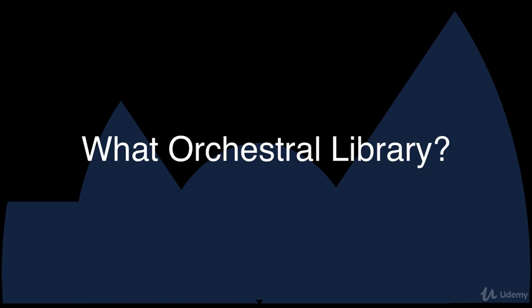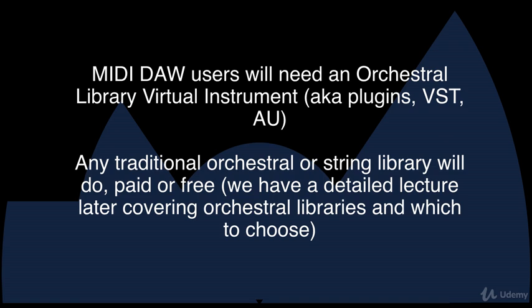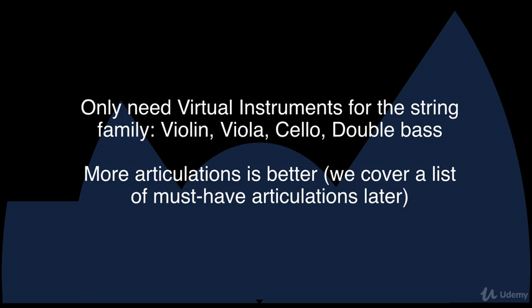Now, speaking of that, which orchestral library do you need if you're using a DAW? An orchestral library is a virtual instrument, also known as plugins, VSTs, or audio units. So any traditional orchestral or string library will do, paid or free. We have a detailed lecture later covering orchestral libraries and which one to choose depending on your situation. You only need virtual instruments for the string family, that is the violin, viola, cello, and double bass sections.